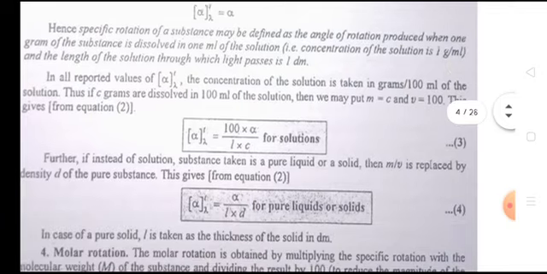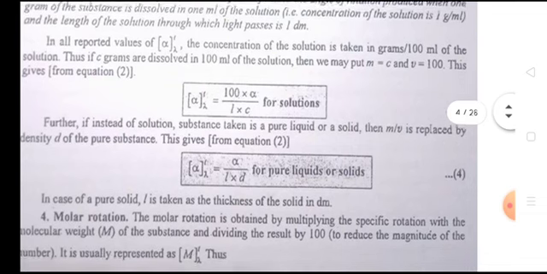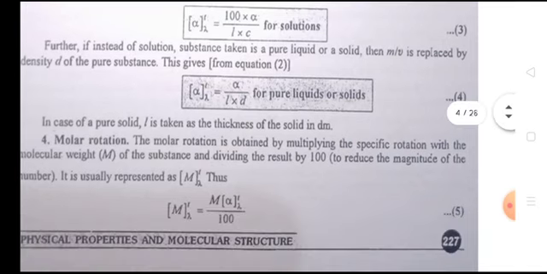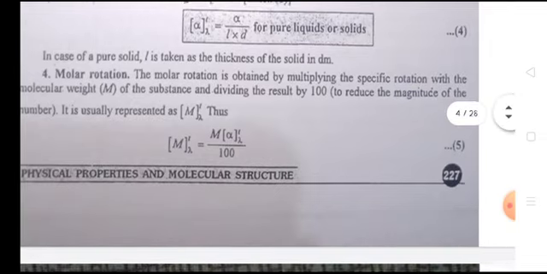Hence, specific rotation of a substance may be defined as the angle of rotation produced when 1 gram of substance is dissolved in 1 ml of solution and the length of solution through which light passes is 1 dm. In all reported values of [alpha] at lambda and t, the concentration of solution is taken in grams per 100 ml of the solution. Thus if c grams are dissolved in 100 ml of solution, then we may put m is equal to c and v is equal to 100. Further, if instead of a solution the substance taken is a pure liquid or a solid, then m upon v is replaced by the density d of the pure substance.